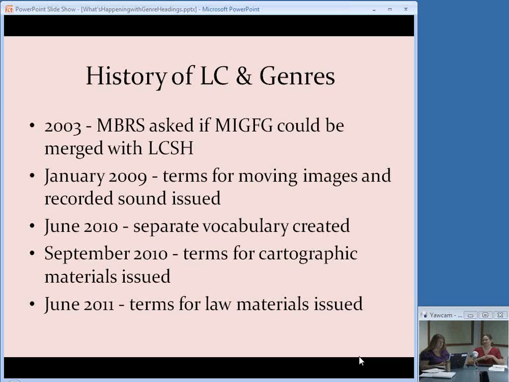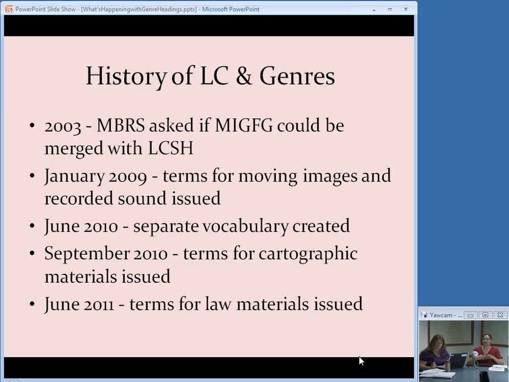But it was a little bit confusing having them as part of the subject headings, even though they were technically genre terms. So in June of 2010, a separate vocabulary was created, and that's what we're focusing on for the first part of the presentation here. That's the Library of Congress genre form terms. A separate vocabulary was created, but it still consisted of the moving images and the recorded sound terms. And they've expanded it a little bit since then.